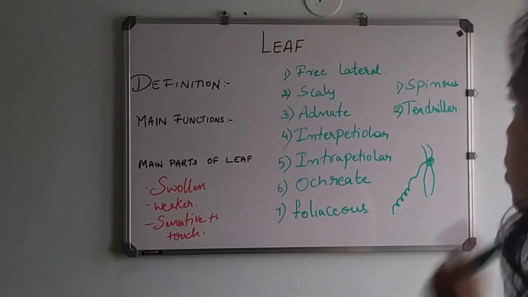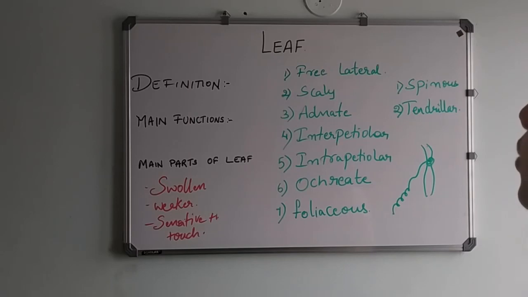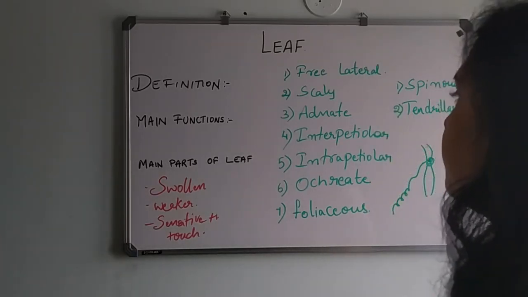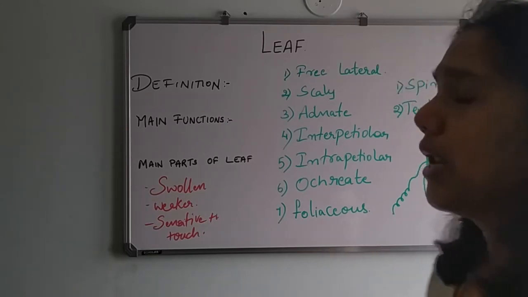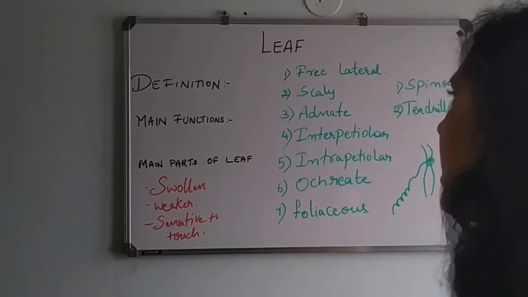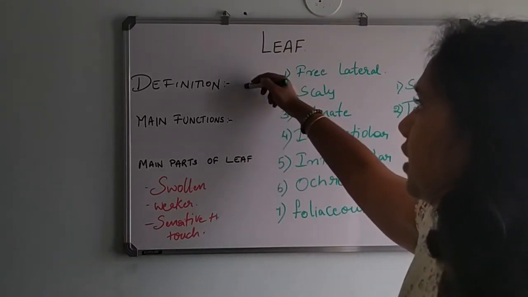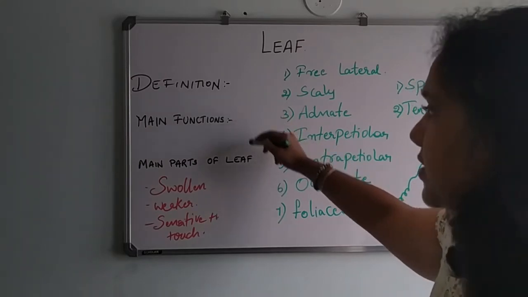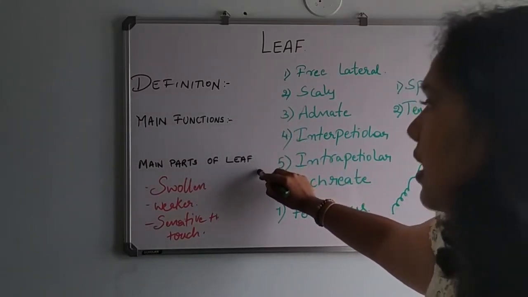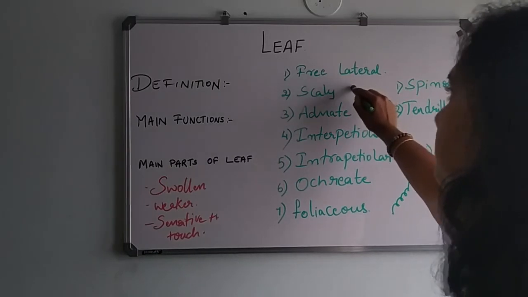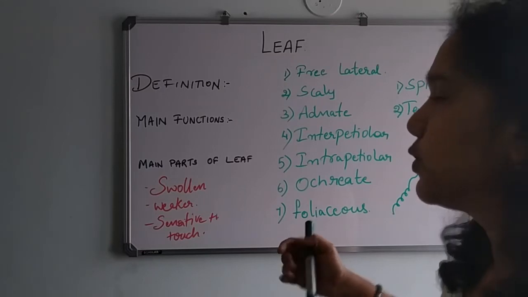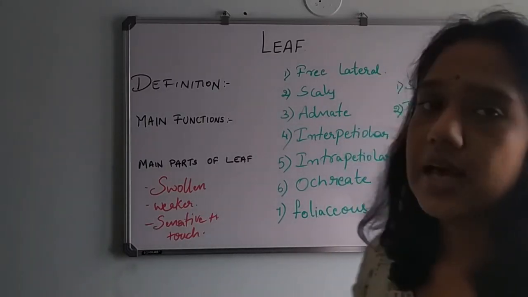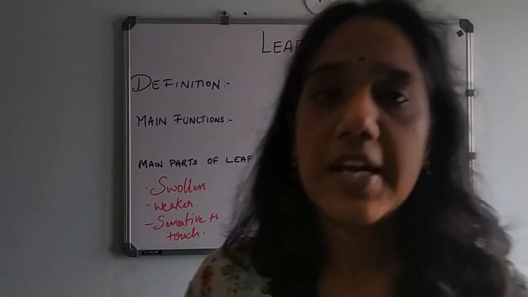So I am going to show you with the diagram and with examples in my next class all the stipules present. For today we are going to wind up the class with this introductory aspect, which includes the definition of the leaf, main functions of the leaves, main parts of the leaf. After the main parts of the leaf, we learned about the stipules, the function of the stipules, and there are different types of stipules and their respective examples. I will be dealing with them in my next class.